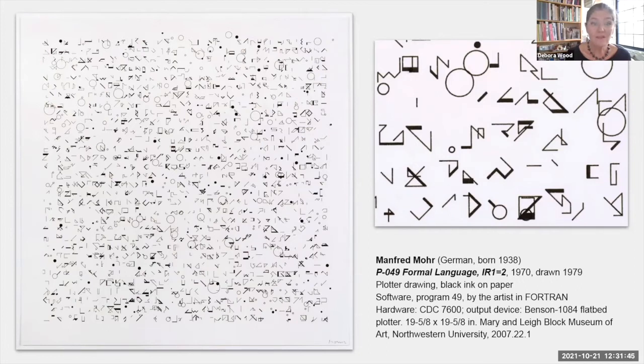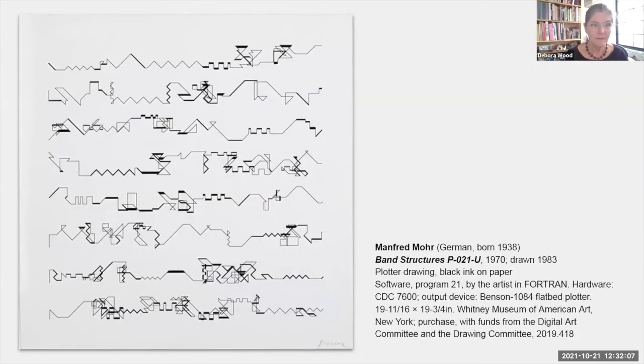Mohr taught himself how to program so he would have complete control over the results. This work, P049 for Program 49, formal language, represents a turning point in the artist's oeuvre when he began working exclusively with algorithms to create art. Here we have another example in the collection of the Whitney Museum.